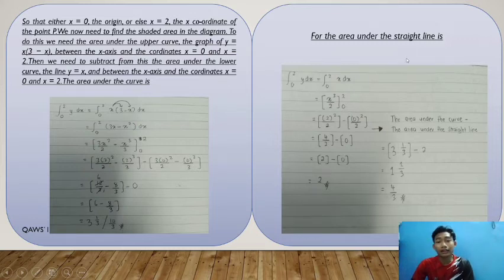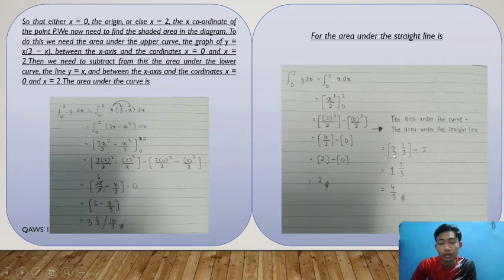For the area under the straight line, it is the integration of y dx, equal to the integration from 0 to 2 of x dx. So we get x²/2 from 0 to 2, which is (2)²/2 minus (0)²/2. So we get 4/2 minus 0, and the answer is 2. So the answer is the area under the curve minus the area under the straight line.